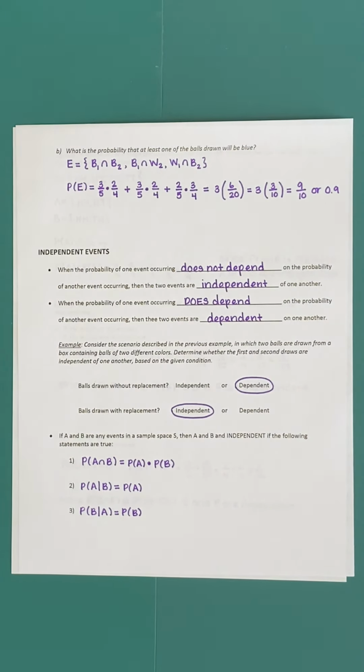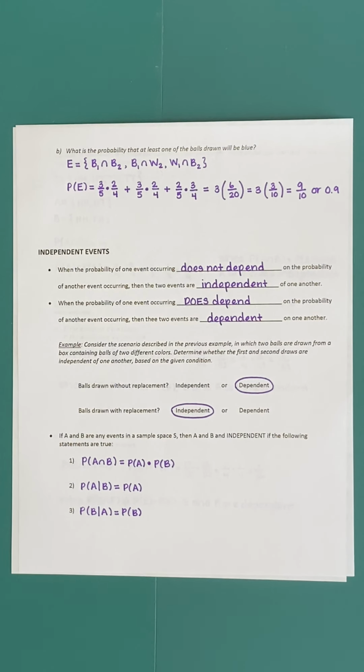Now, in a situation like this, we can just analyze it logically. It's easy to see overall whether or not one event affects the other based on the situation we're in. But sometimes it's not as obvious. Sometimes it's not always going to be obvious whether or not one event affects another or if they're independent of one another.